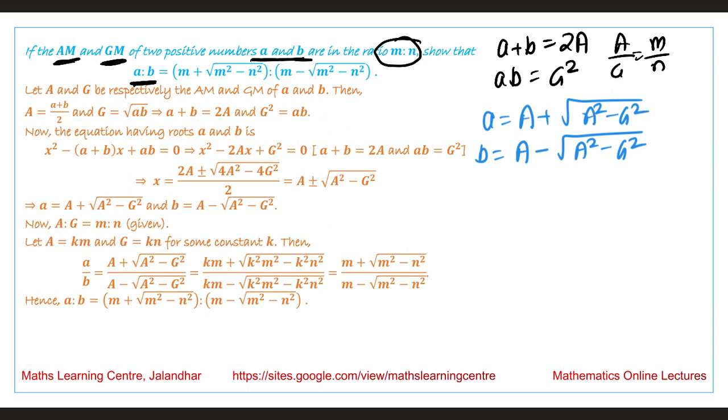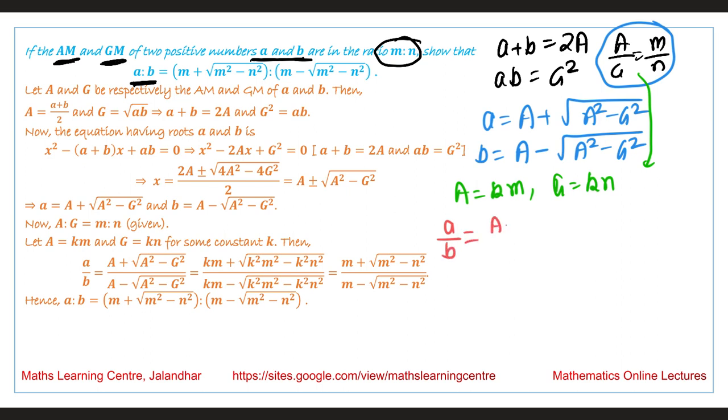Now we are being given that a is to g is m is to n. So this implies that a is equal to k times m for some k, and g is equal to k times n for some k. Now we want to calculate the value of a is to b.